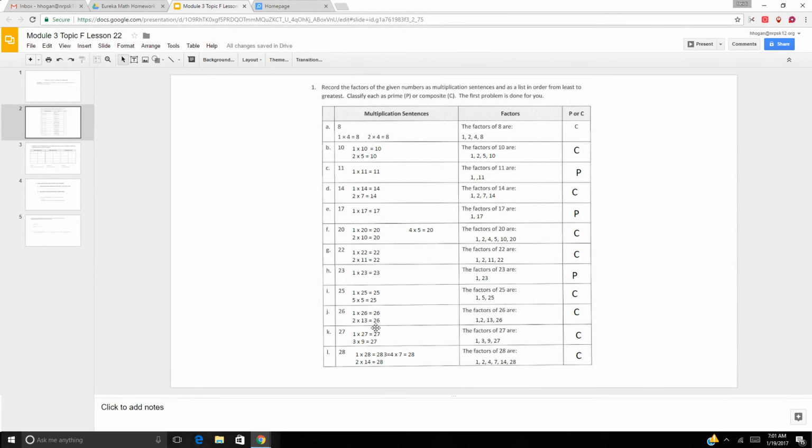27. 1 times 27 is 27, about 2, 3. 3 times 9 is 27. So the factors are 1, 3, 9, and 27. So that's composite.